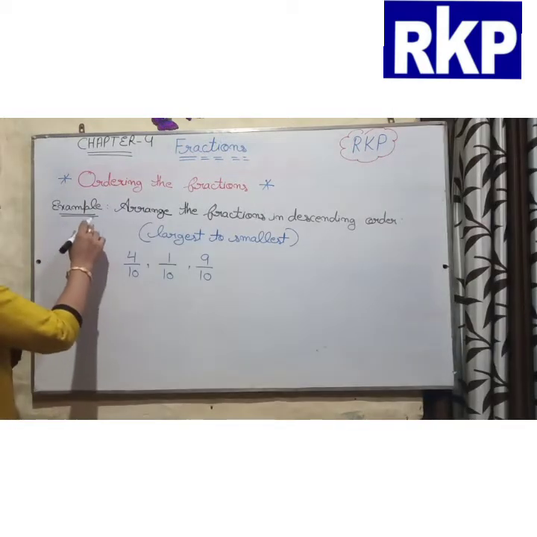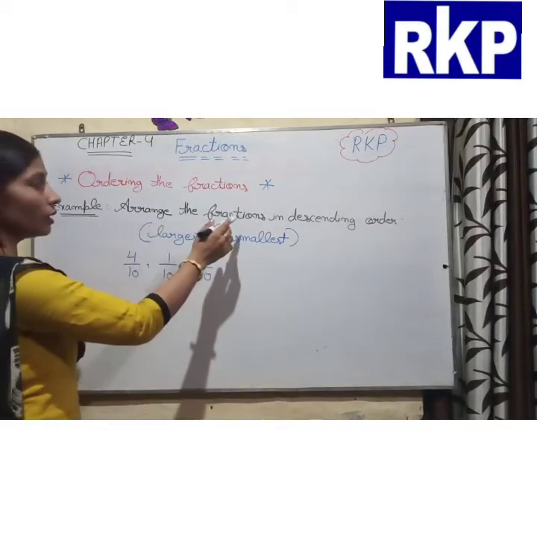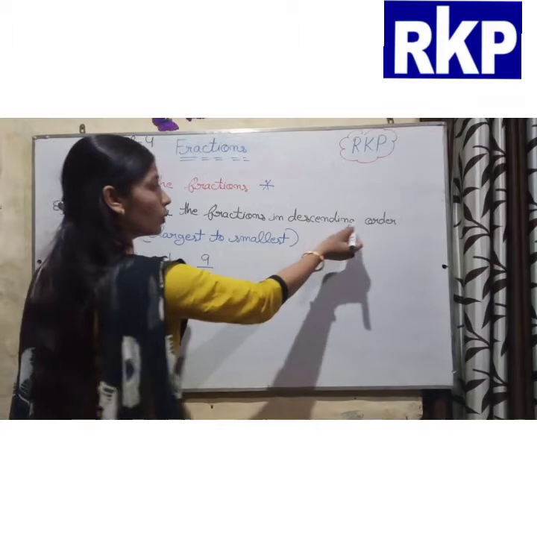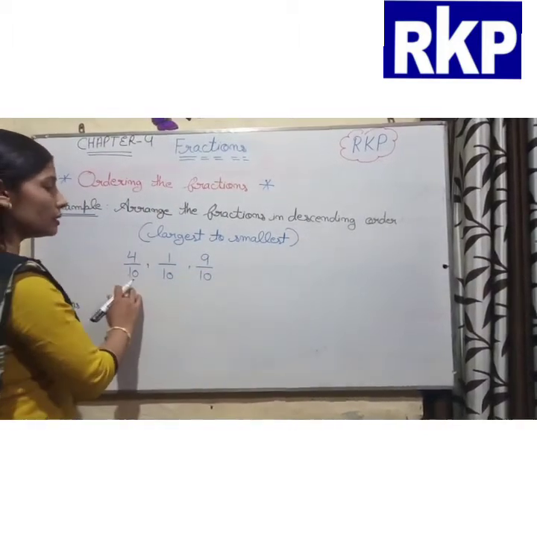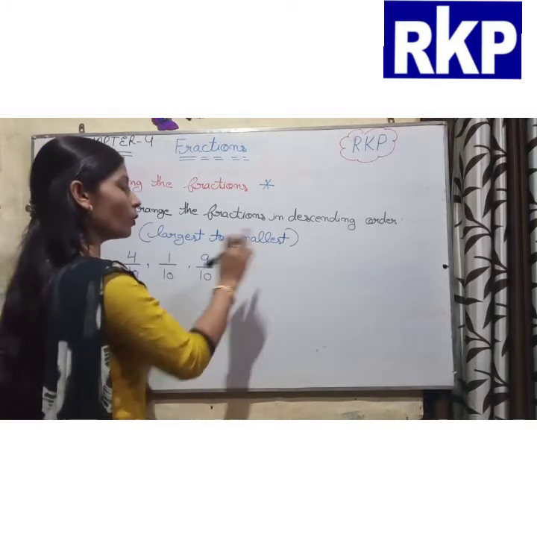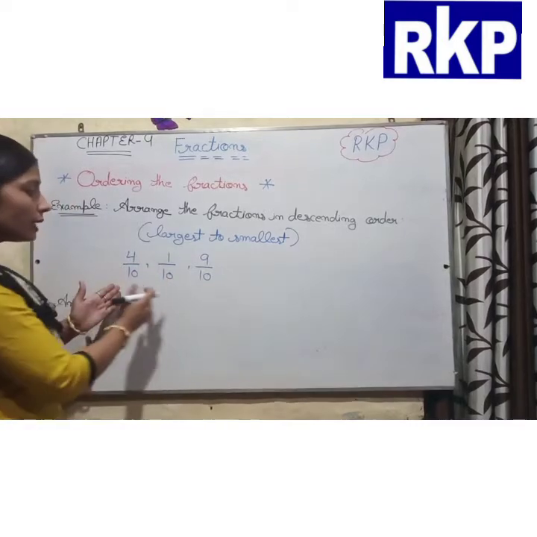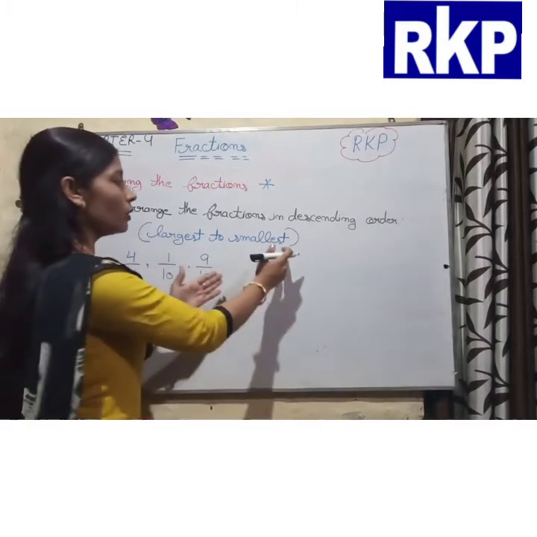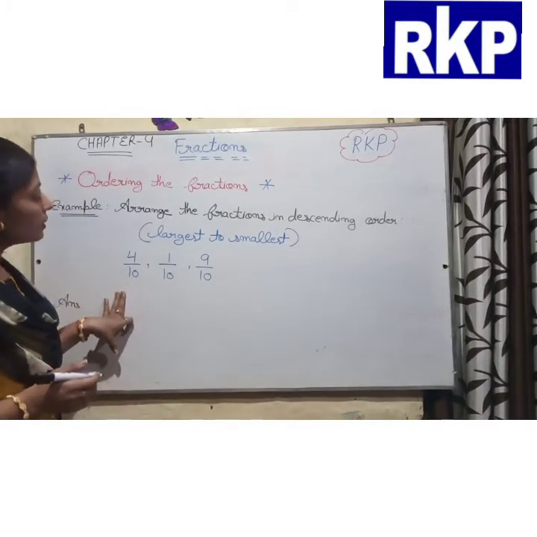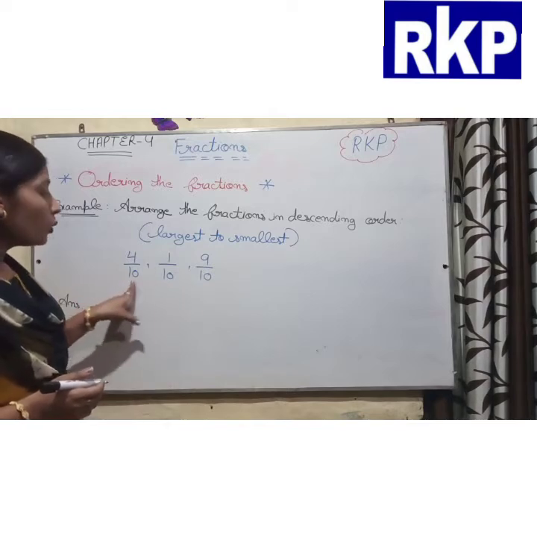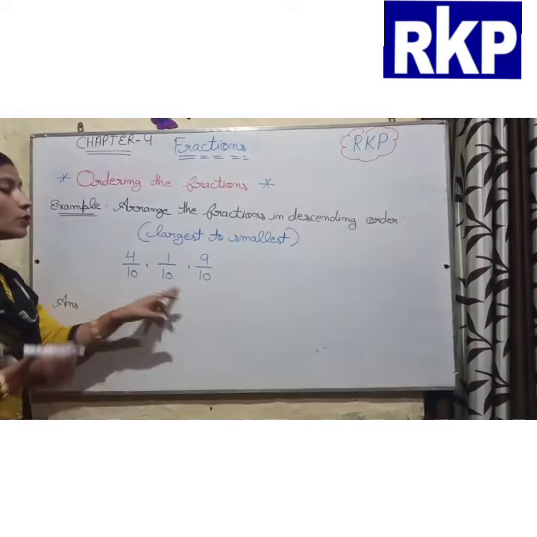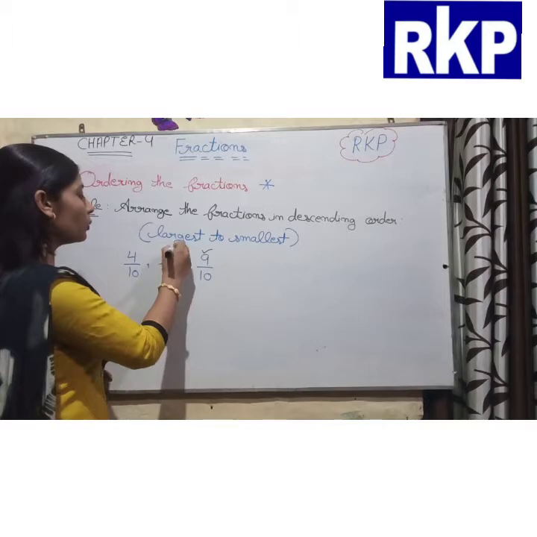Now, let us take one more example. In this, we have to arrange the fractions in descending order. Descending order means we have to arrange these fractions from largest to smallest. If we observe very carefully, we can see that the denominators are same. So these are like fractions, and we need to check only the numerator.